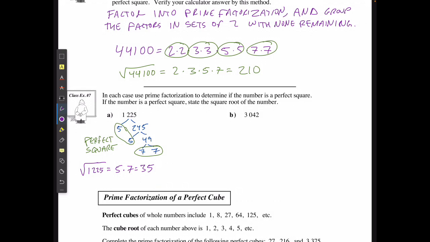If I'm doing the same thing for 3042, then I'm going to say that this is going to be 2 and 1,521. I can't divide it by 2 again, which means that there's only going to be one 2, and at this point I could actually just say that it is not a perfect square.